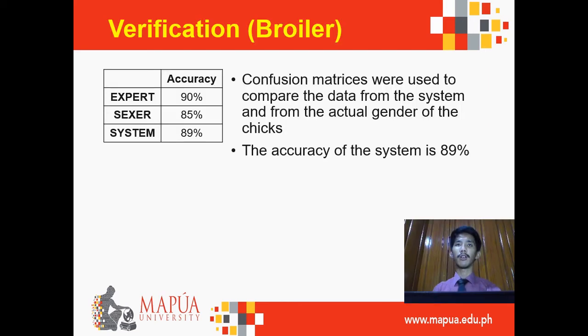For verification of broiler chicks, confusion matrices were used to compare the data from the system and from the actual gender of the chicks. Then, the accuracy of the system is 89% for broiler chicks. And for the verification of layer chicks, confusion matrices were also used to compare the data from the system and from the actual gender of the chicks. Then, the accuracy of the system is 90% for layer chicks.